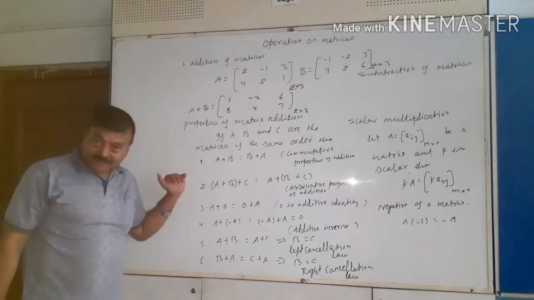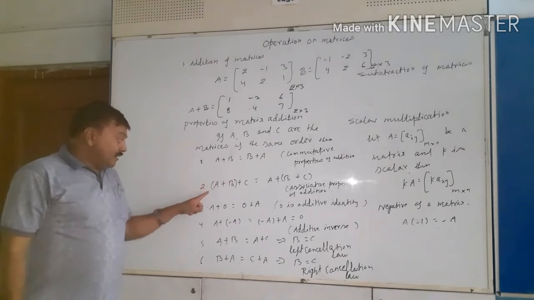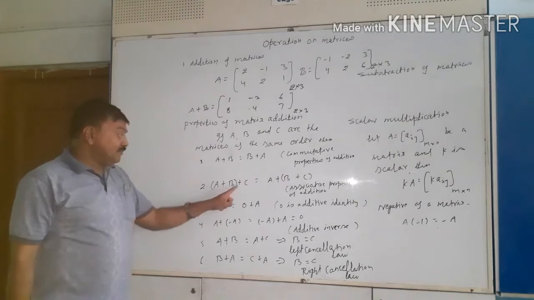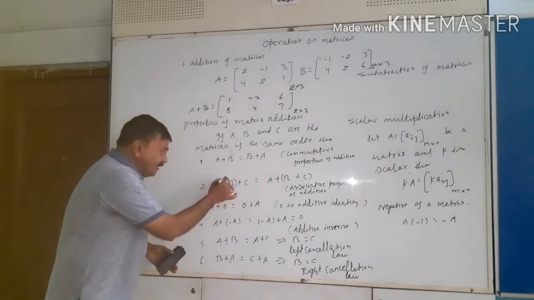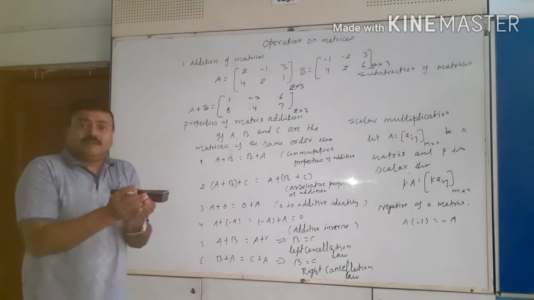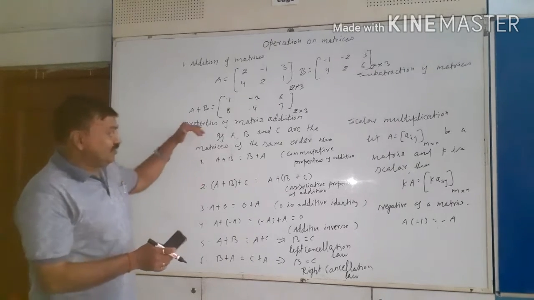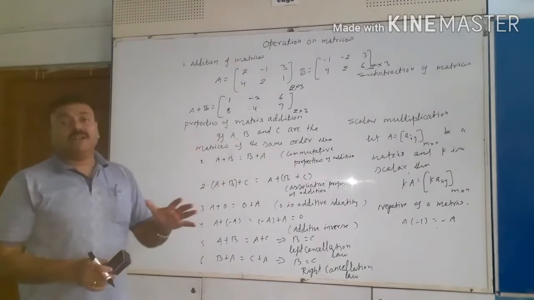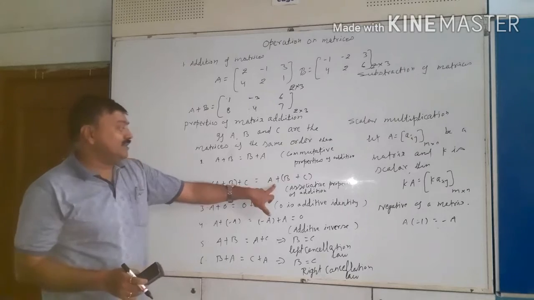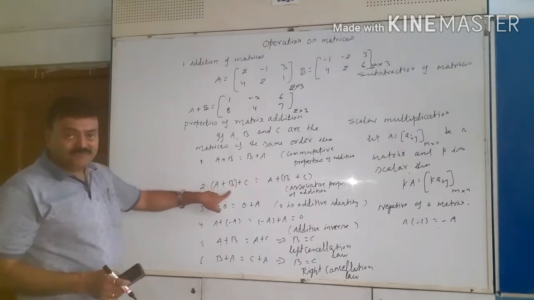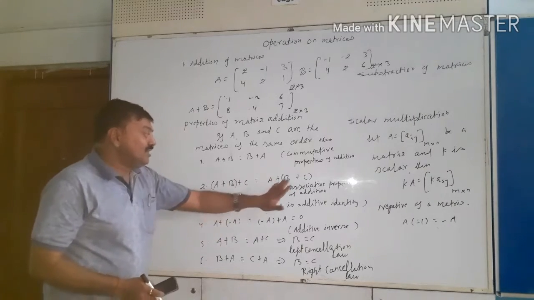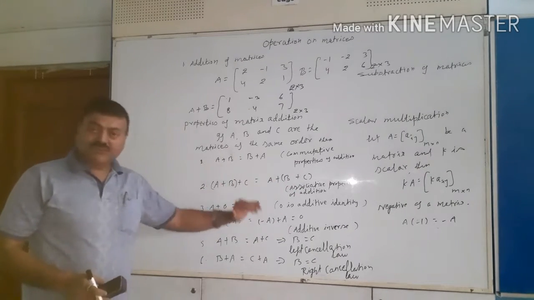Now the second is known as the associative property. In A plus B plus C, we add A plus B first, then C. That is the association of two things at once. If there are three matrices A, B, C of the same order, then A plus B, plus C equals A plus B plus C, with association of B and C. So it holds the associative property also.